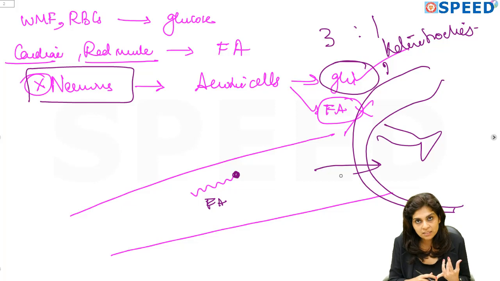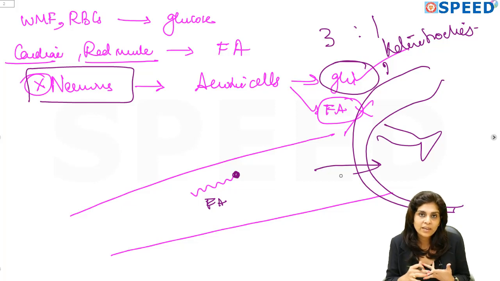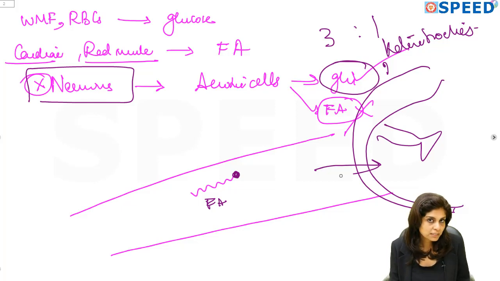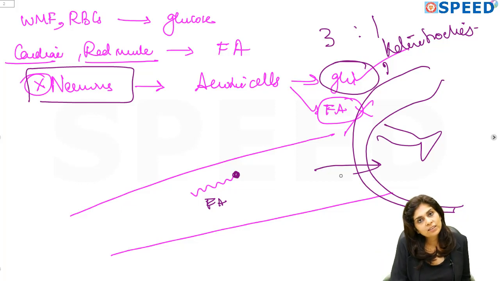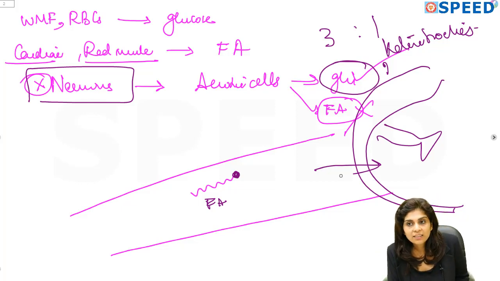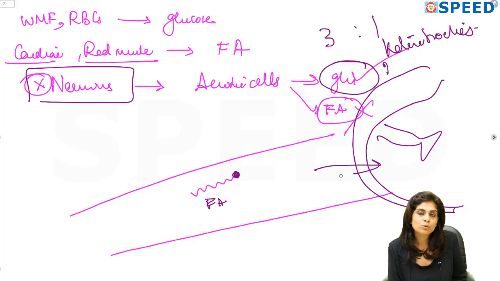You start with RBCs, retinal cells, corneal cells, white muscle fibers. It would be glucose because they are all anaerobic cells. Red muscle fibers and cardiac muscle fibers, because they are aerobic, utilize fatty acid. Neurons, though they are aerobic, utilize only glucose preferably because fatty acids conjugated with albumin cannot cross the blood-brain barrier. In extremes of starvation, neurons start utilizing ketone bodies, and even then they utilize glucose and ketone bodies in the ratio 3:1. So even in extremes of starvation, the preferred fuel for neurons would be glucose.